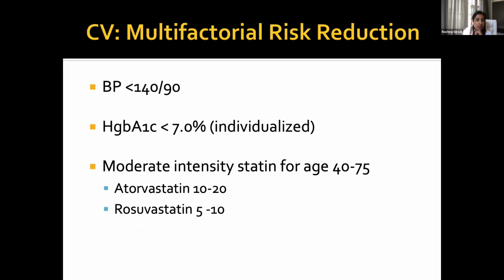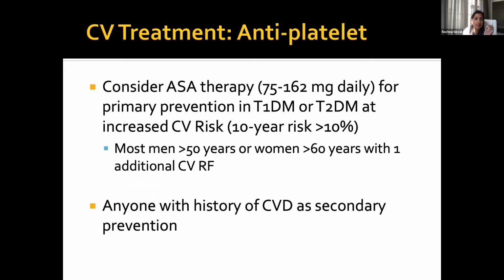Okay, so in general, we aim for a blood pressure of less than 140/90, an A1C of less than 7, but again, like I said, that should be individualized per patient. And then we generally recommend a moderate intensity statin for diabetics that are ages 40 to 75. So that's atorvastatin 10 to 20 or rosuvastatin 5 to 10. And obviously for our higher risk patients, you go to a higher intensity statin.